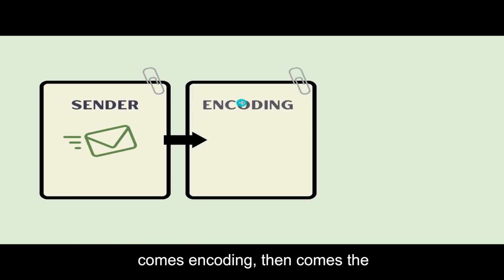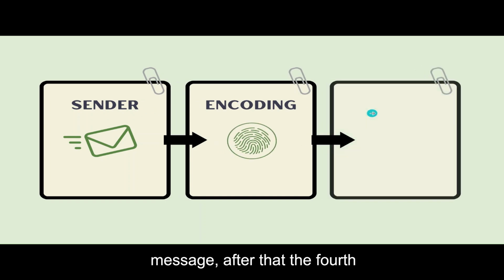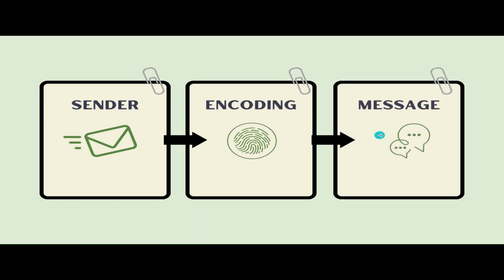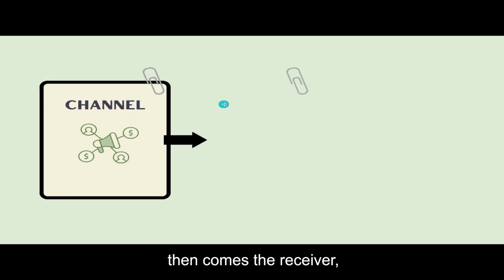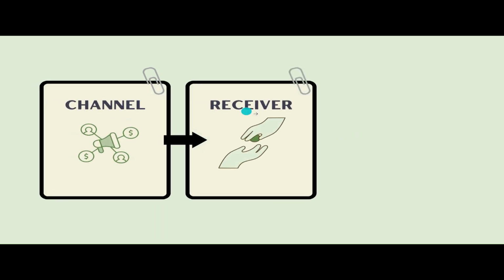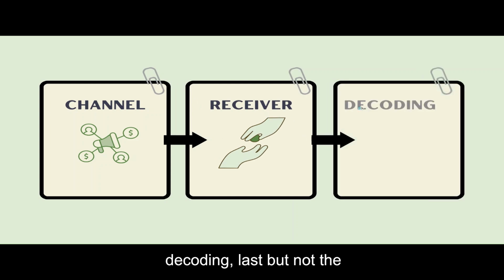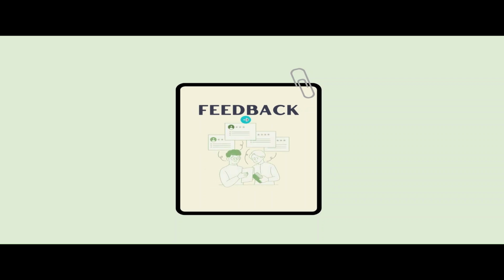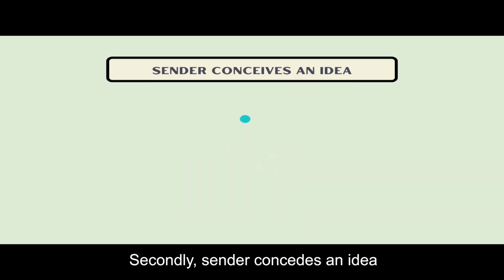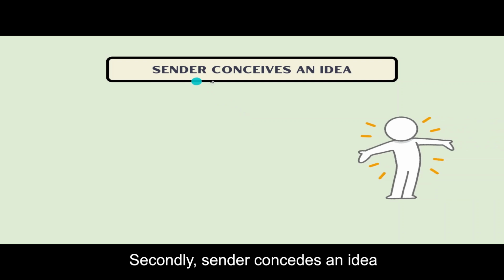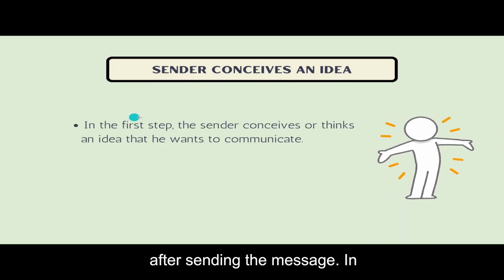It includes sender, then comes encoding, then comes the message. After that, the fourth process is channel, then comes the receiver, decoding, and last but not the least, feedback. Secondly, the sender conceives an idea before sending the message.